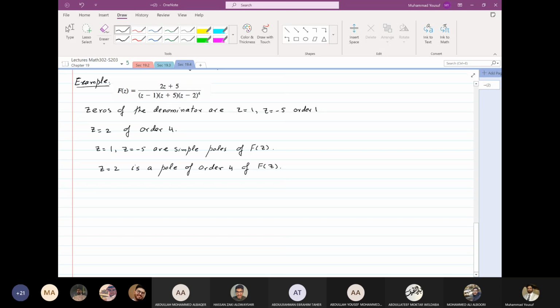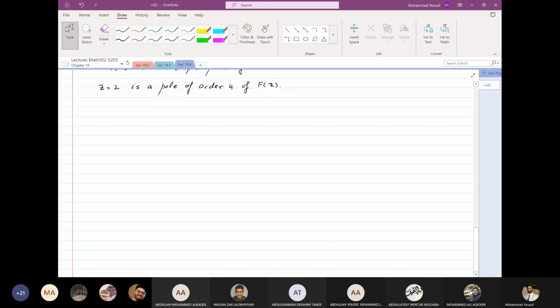So this was about poles and zeros of a function. Now let us see some questions from exercise 19.4. Not much has to be done in these questions, I mean calculation wise. So let me just copy and paste from the book and then explain this.